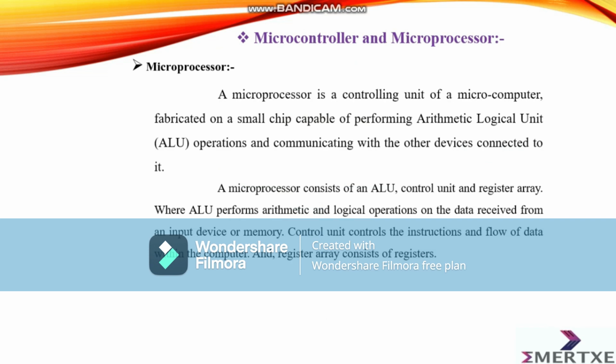Next, microprocessor. A microprocessor is the controlling unit of a microcomputer, fabricated on a small chip, capable of performing arithmetic logic unit (ALU) operations and communicating with other devices connected to it. A microprocessor consists of an ALU, control unit, and register array, where the arithmetic logic unit performs arithmetic and logical operations on the data received from an input device or memory. The control unit controls the instruction and flow of data within the computer, and the register array consists of registers.